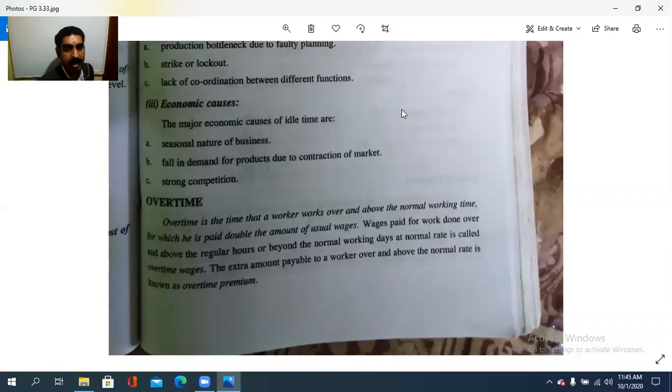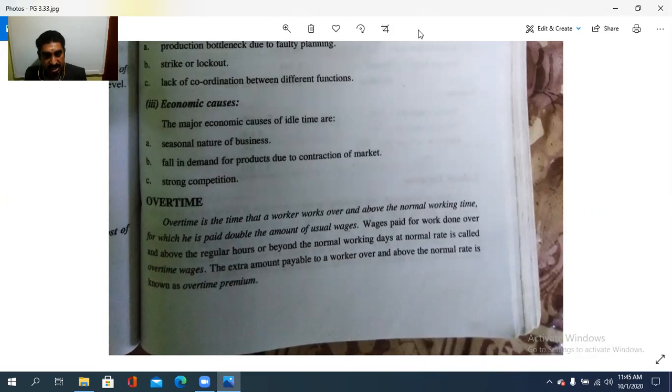സാധാരണ വേജസ് പറയുന്ന അവർക്ക് എഗ്രി ചെയ്തിരിക്കുന്ന വേജസിന്റെ ഇരട്ടിയാണ്, ഡബിൾ ആണ്, ഇൻ കേസ് ഇഫ് ഹി ഓർ ഷീ വർക്ക്സ് ഇൻ ദി ഓവർ ടൈം. സോ നോർമൽ വർക്കിംഗ് ടൈമിൽ കൂടുതൽ സമയം വർക്ക് ചെയ്തിട്ടുണ്ടെങ്കിൽ, അതായത് 12 മണിക്കൂർ വർക്ക് ചെയ്തിട്ടുണ്ടെങ്കിൽ നോർമൽ 8 ആണ്, 4 മണിക്കൂർ is what that 4 hours is overtime, treated as overtime. Wages paid for the work done over and above the regular hours or beyond the normal working days at the normal rate is called overtime wages.